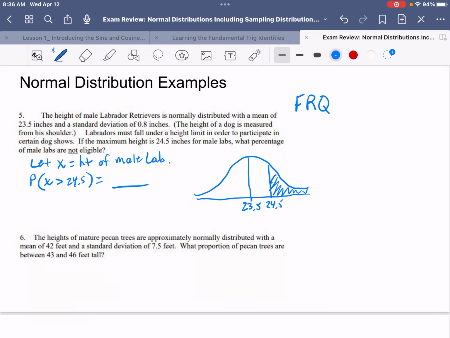So we're trying to find the area to the right of 24.5. So you grab your calculator, and you know that what you need to do is normal CDF, and your lower bound is 24.5, your upper bound is a big number, and then your mean 23.5, and your standard deviation, which was 0.8, and you press enter and you get your answer.